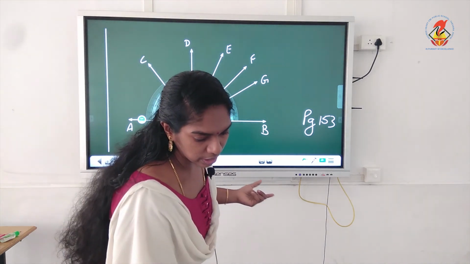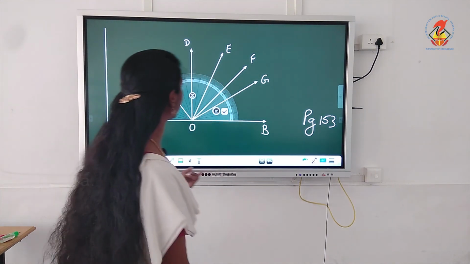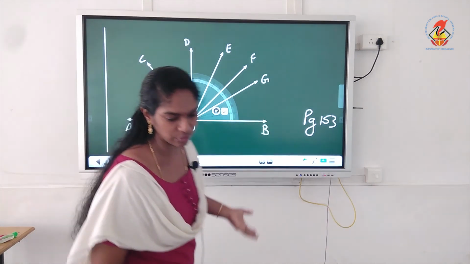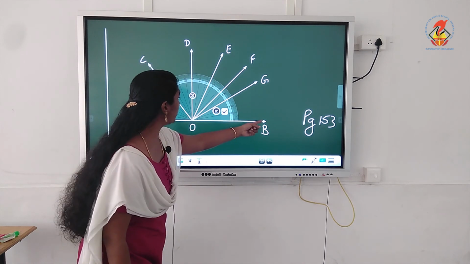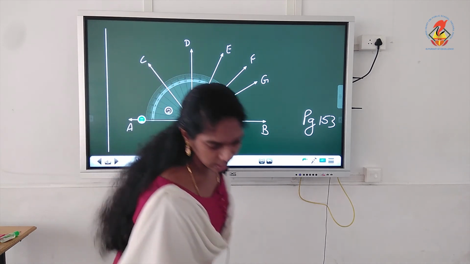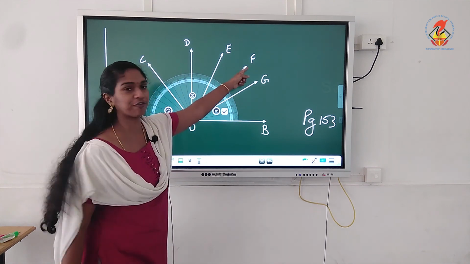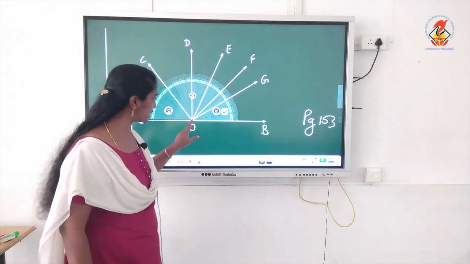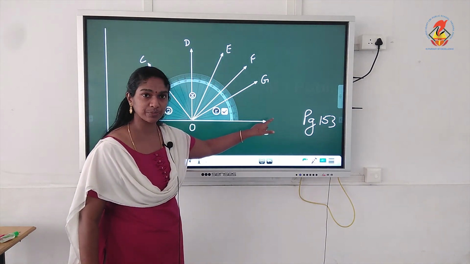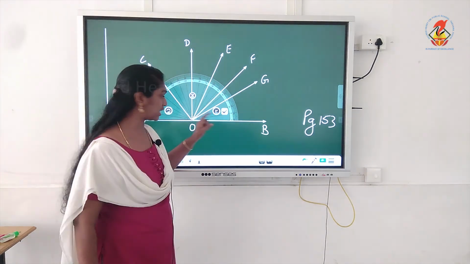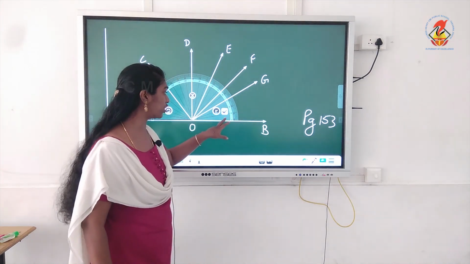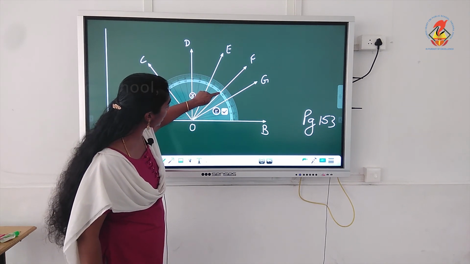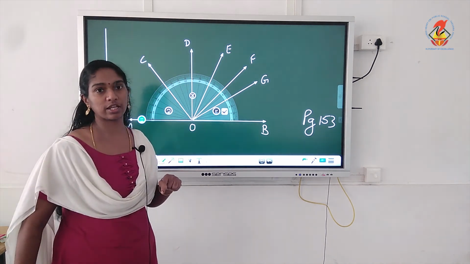Then coming to B, angle BOD. BOD is understood, 90 degrees, L shape, you don't have to measure. Then angle BOF. Here again the protractor is already set, but see the line is going in this direction. So you have to take the inner scale and see where F is coming. According to my figure, this F is coming at 45 degrees.